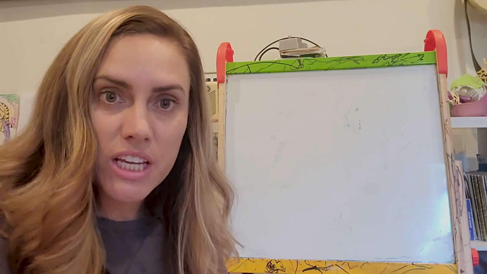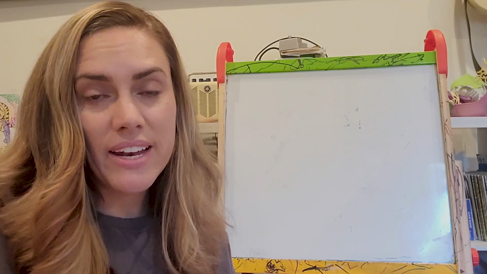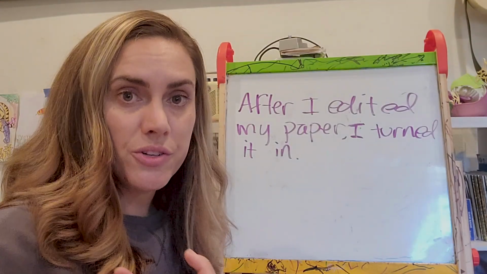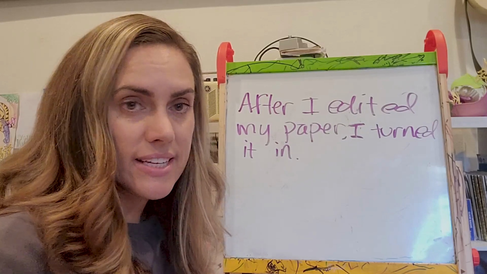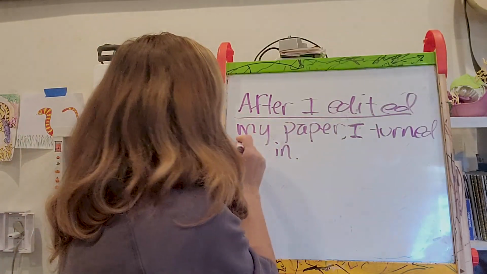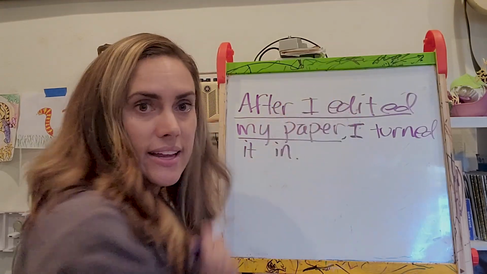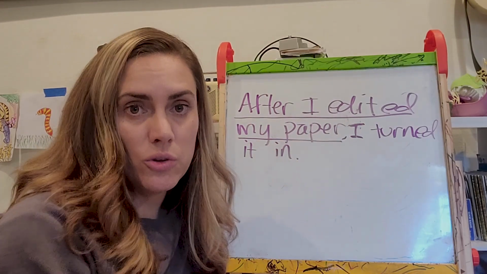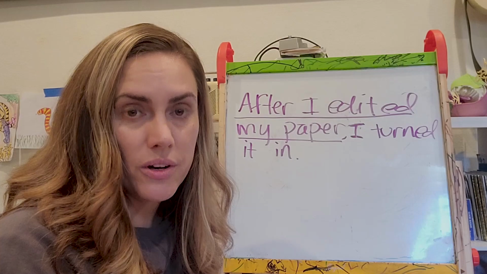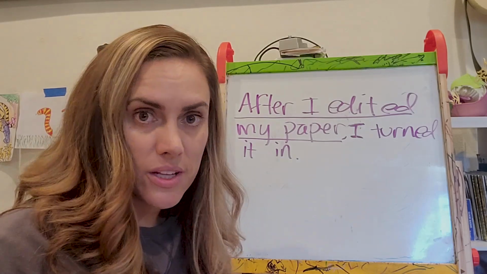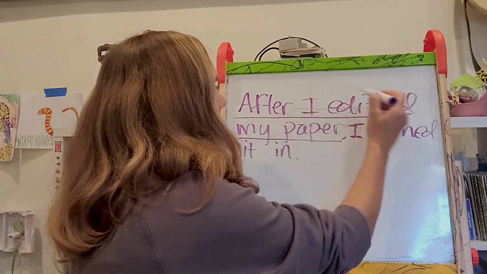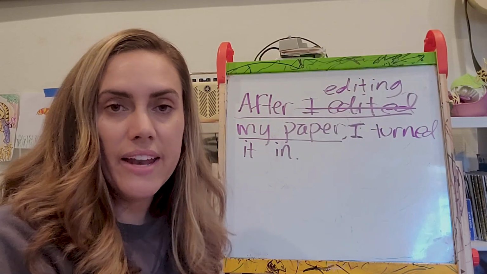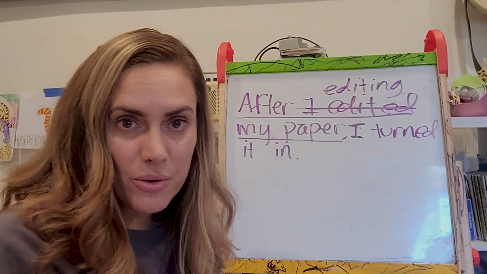Okay, so the first thing you need to do when you're reducing is recognize that this is your goal. This is what you're trying to do. So what you're trying to do is reduce the adverb clause. So again, in this sentence, "After I edited my paper, I turned it in," "After I edited my paper" is the adverb clause. You want to reduce the adverb clause and make it shorter. If you want to do that, the result will look like this: "After editing my paper, I turned it in." But how do you get to that place?